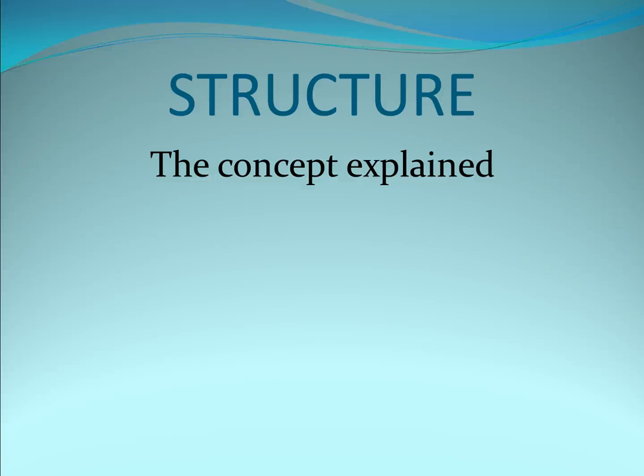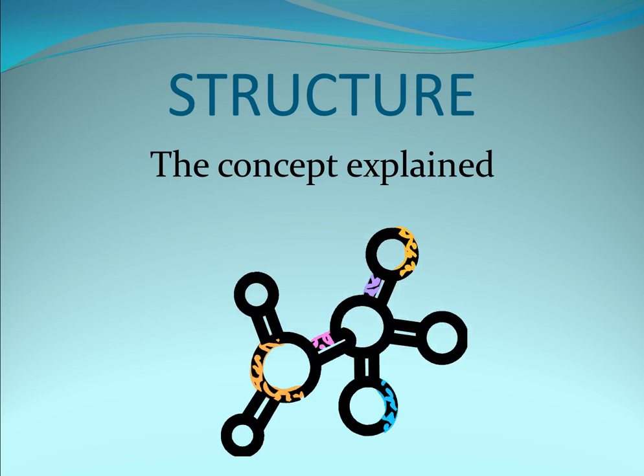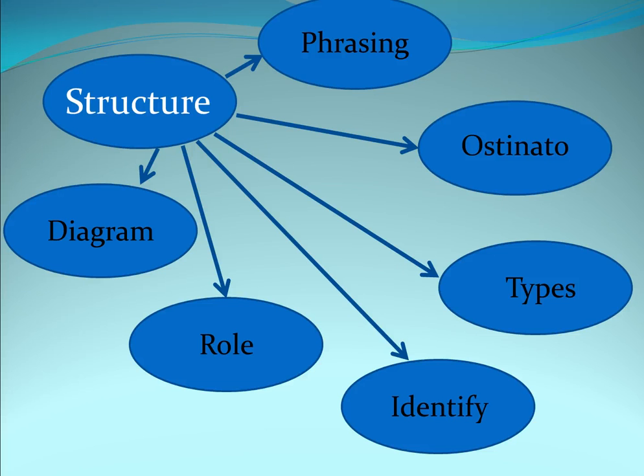Okay, and welcome back. This is an example of how to answer a structure question. You should have already listened to and watched the little video on what to look for in a structure question, but here's an explanation with a music example. In any structure question, you should be looking for phrasing, ostinatos, types, identify, role, and diagram. The last one is pretty important and will give you the extra marks if you can do it.